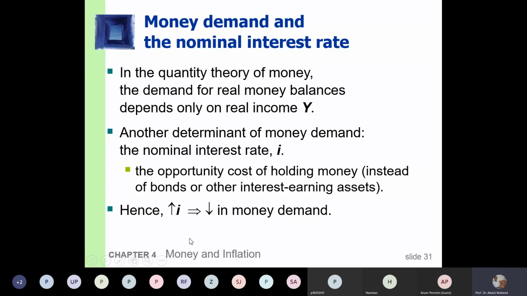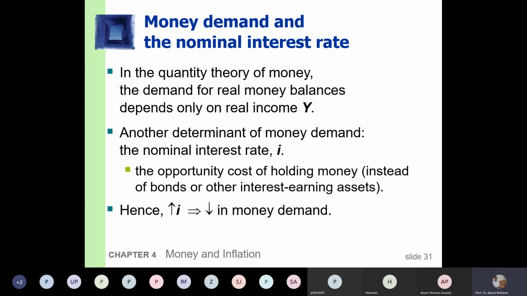Okay, so there is a negative relationship between nominal interest rate and real money demand. So when the interest rate increases, real money demand will decrease because it will be more costly to hold money. If it goes from 10% to 15%, this means the cost of holding money is 15,000 for 1 lakh rupees for 1 year. If the interest rate is low, say 5%, this is just 5,000 for 1 lakh, the cost of holding money.